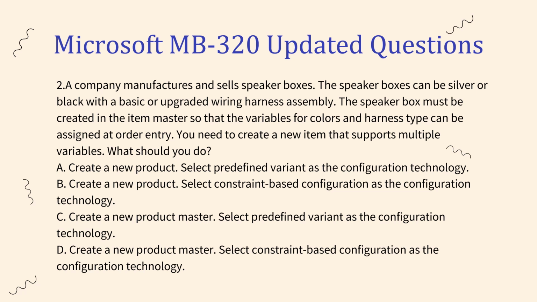2. A company manufactures and sells speaker boxes. The speaker boxes can be silver or black with a basic or upgraded wiring harness assembly. The speaker box must be created in the item master so that the variables for colors and harness type can be assigned at order entry. You need to create a new item that supports multiple variables. What should you do? A. Create a new product. Select predefined variant as the configuration technology.